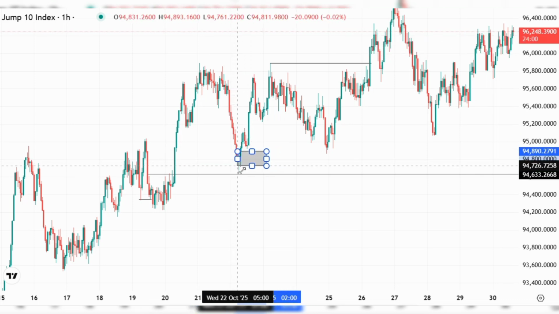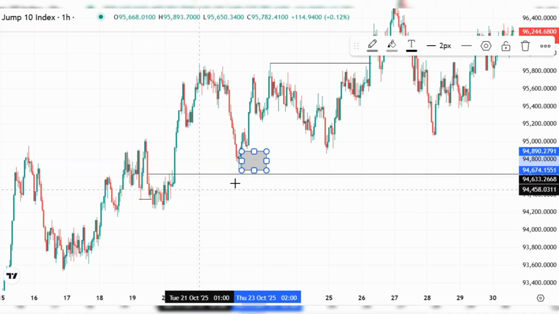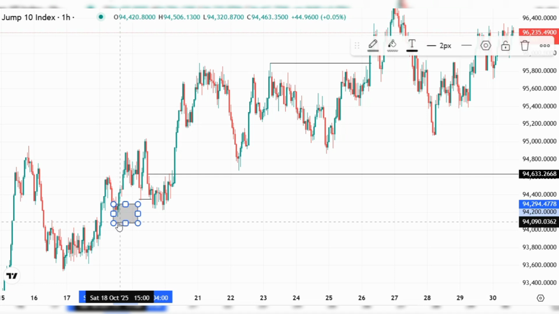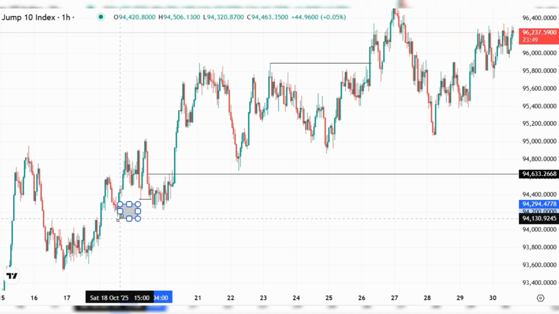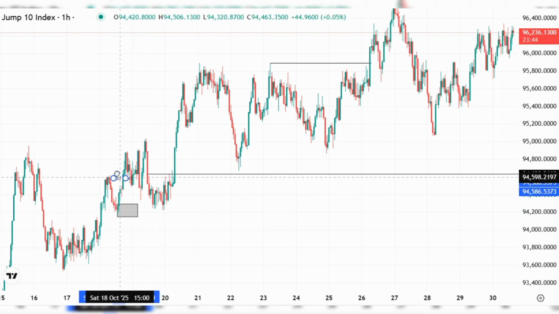So if you look here, this is the example I gave you guys right here. Look here, you see an order block right here. And what happened? It held. The order block held here. It caused a BOS, a break of structure, right here.